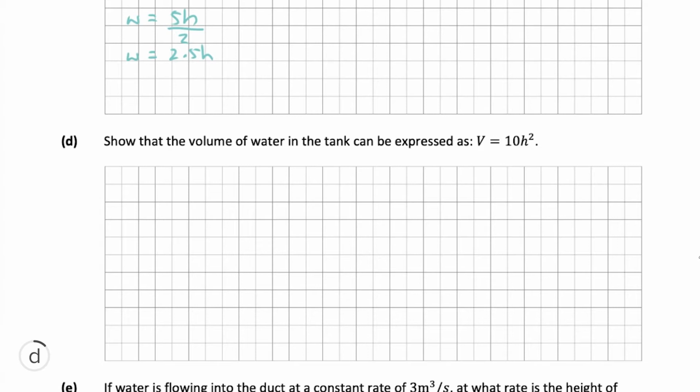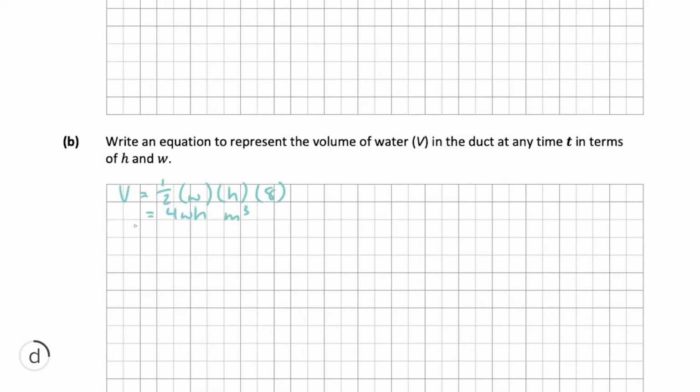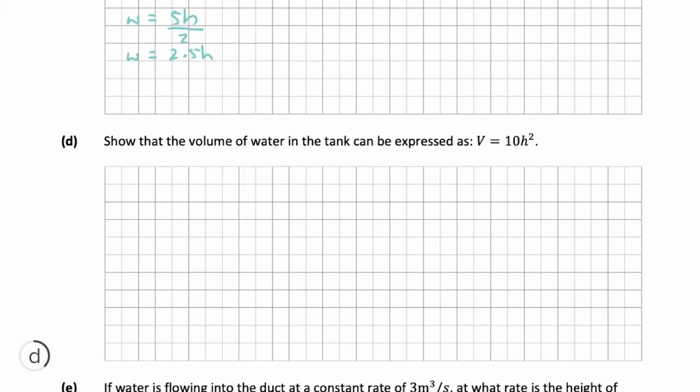The next part says, show that the volume of water in the tank can be expressed as V is equal to 10h squared. If we go back to part B, we found an equation for the volume in terms of W and H, which was 4WH. So V is equal to 4WH, and we just found in part C that W is equal to 2.5H. So we can rewrite it as 4 times 2.5H multiplied by H. Multiplying it out, 4 by 2.5 gives us 10, and H by H gives us H squared.